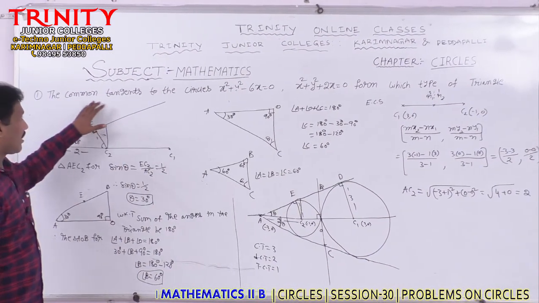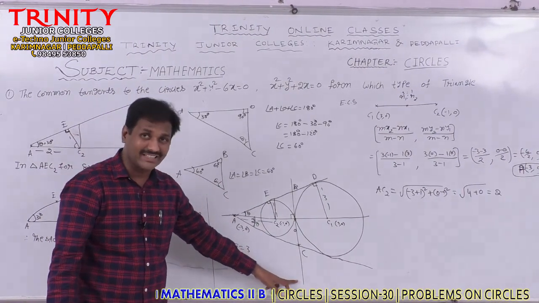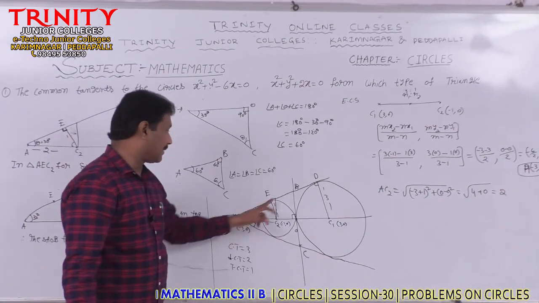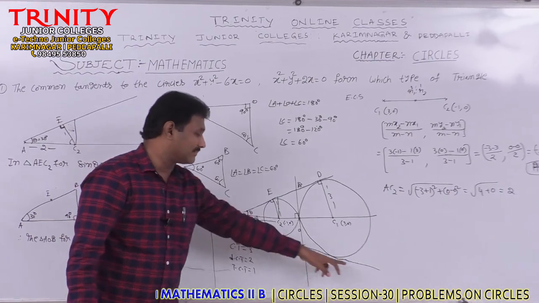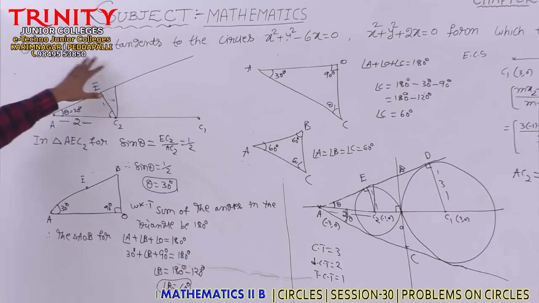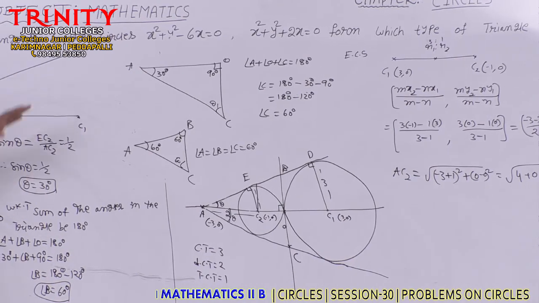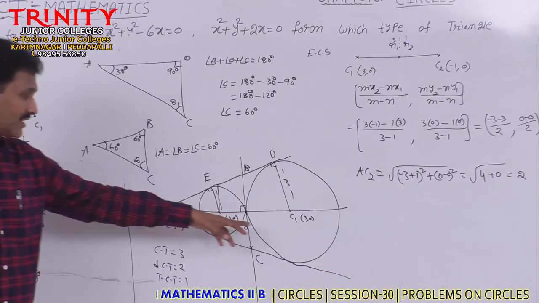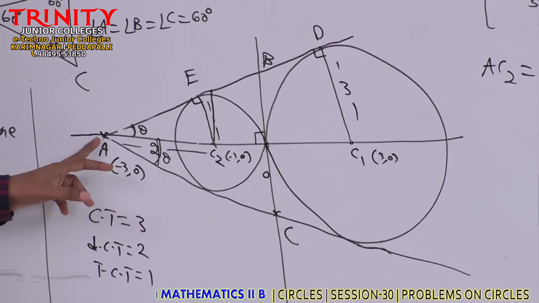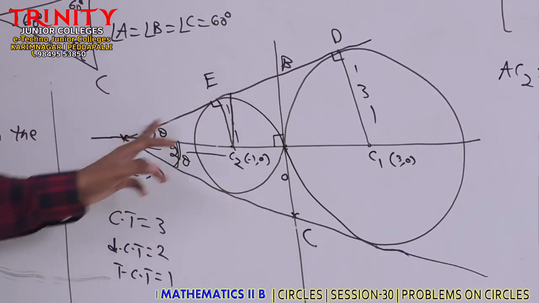Actually, the question is about the common tangents to the circles. This is one of the common tangents. That common tangent is the transverse common tangent. The remaining two tangents are direct common tangents, one is AB and another one is AC. This is the question: the common tangents to the circles form which type of triangle. First we find the position of the circles. The circles touch each other externally. In this case, three common tangents are formed: two direct, one transverse. This is the required triangle ABC, the triangle formed by the common tangents.